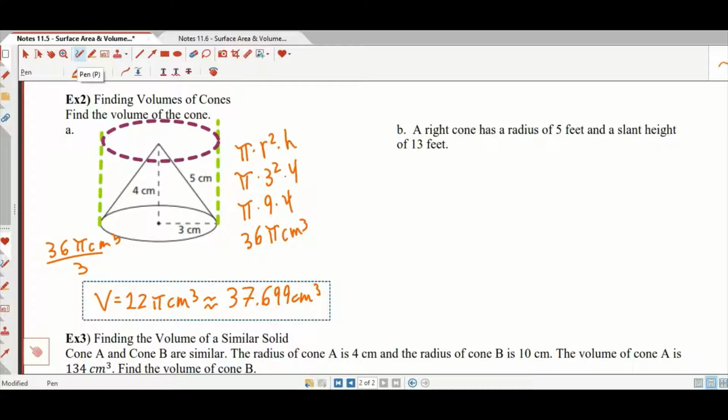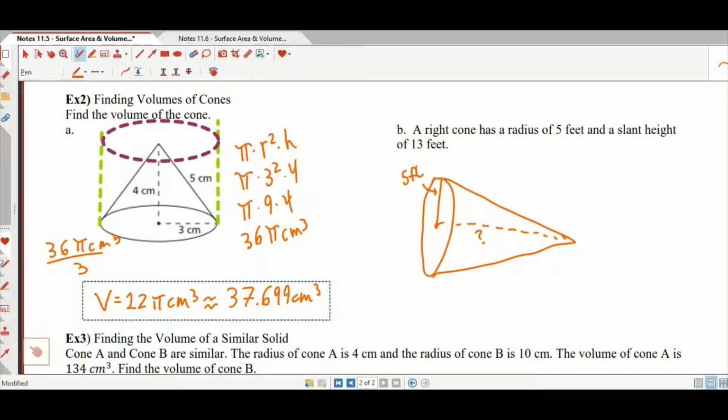Okay. A right cone has a radius of 5 feet and a slant height of 13 feet. I'm going to draw this. So the radius is 5 feet, and we don't know the height, but we know that the slant height is 13 feet. So again, we've got to consider this right triangle here, where it's 5 feet this way for this leg.